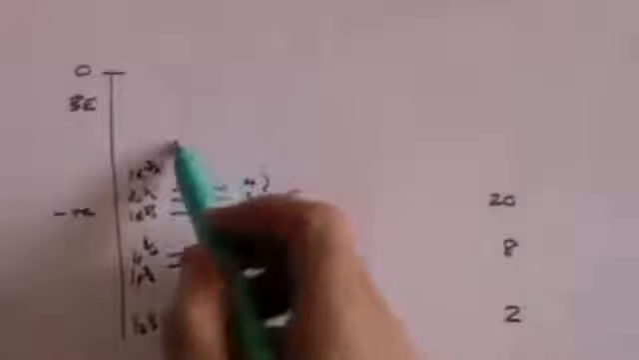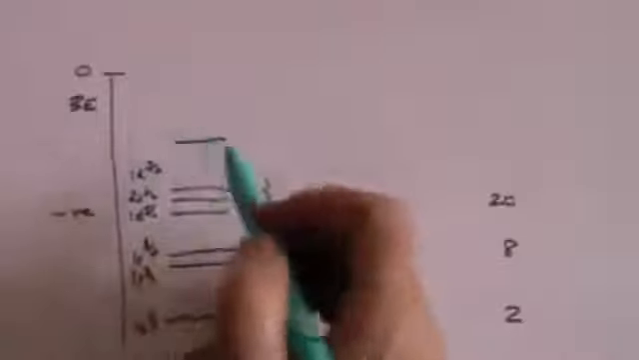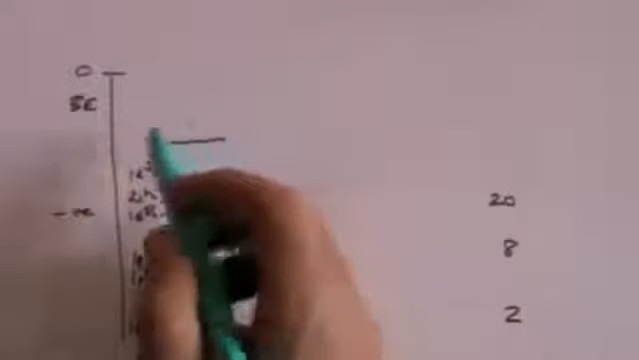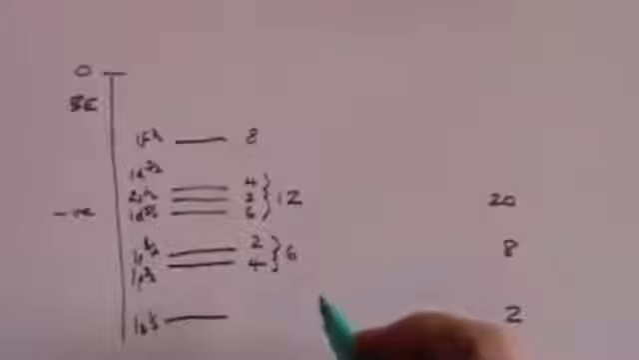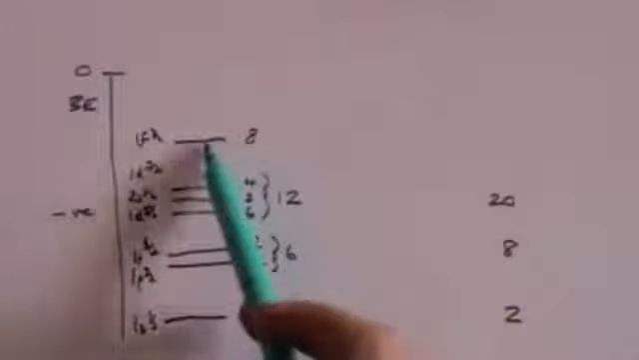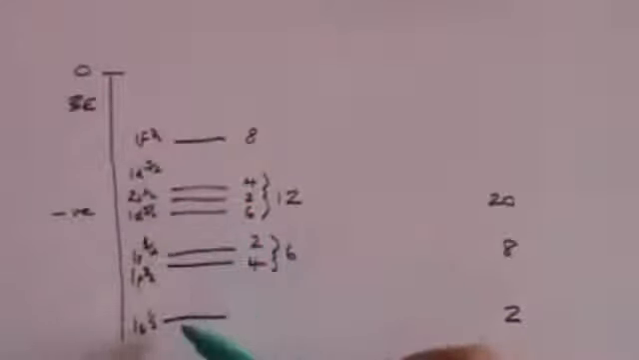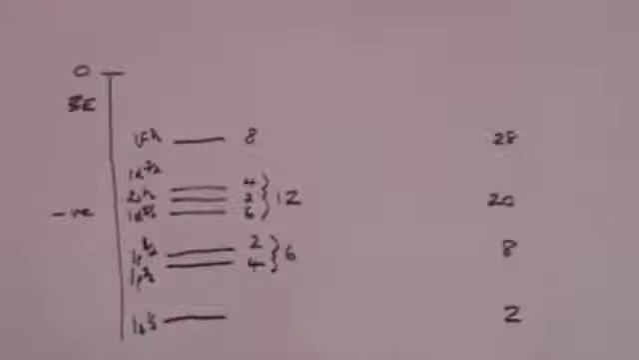There's then another gap before you get to the next level, which happens to have just one level, and that is the 1f7/2. And 1f7/2 can have a maximum of 8 states, or 8 nucleons. And if that is full, and all the ones below it are full, that means you have a total of 28 protons or neutrons in all in that nucleus.